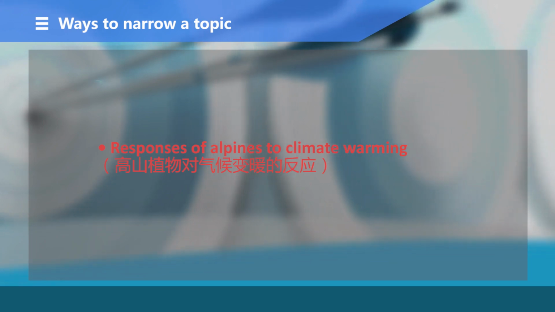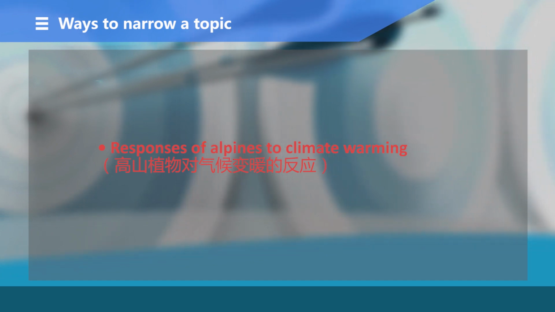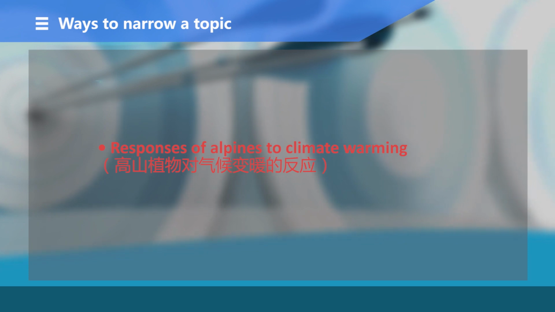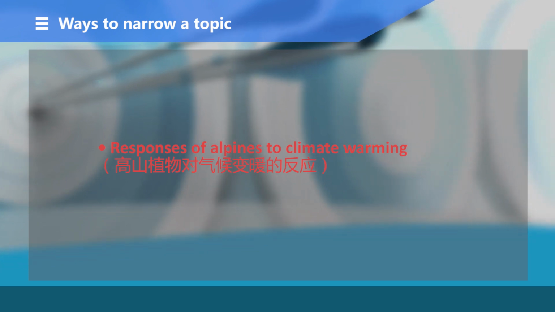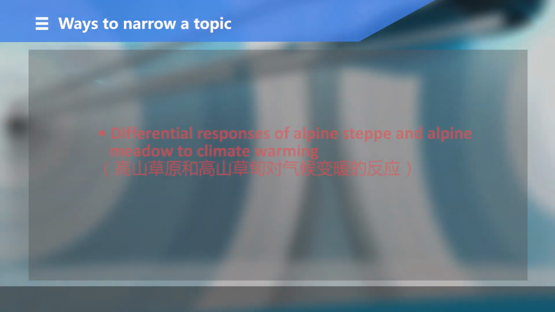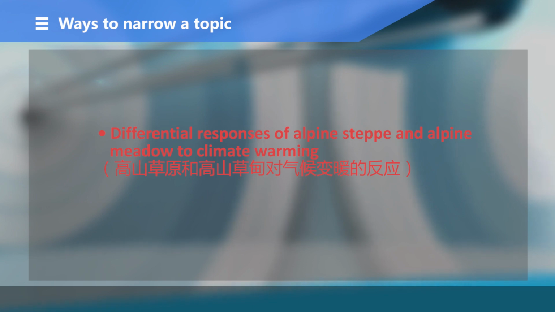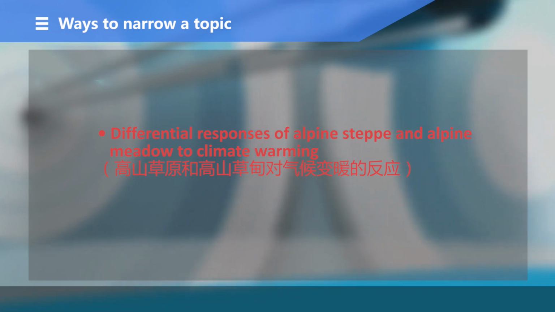也就是说，我们可以通过对比不同高山植物对气候变暖的不同反应，使论文主题焦点更集中和深入。例如，高山草原和高山草甸对气候变暖的不同反应。Then the topic becomes differential responses of alpine steppe and alpine meadow to climate warming.